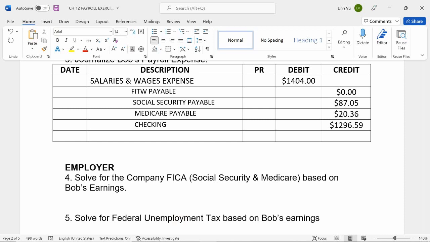We said 0, that's federal income tax. I'm talking about FICA, the Federal Insurance Contributions Act, Social Security and Medicare. How much Social Security and Medicare does the company have to pay for having Bob as an employee?